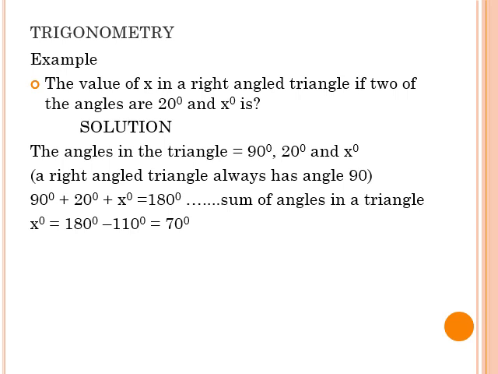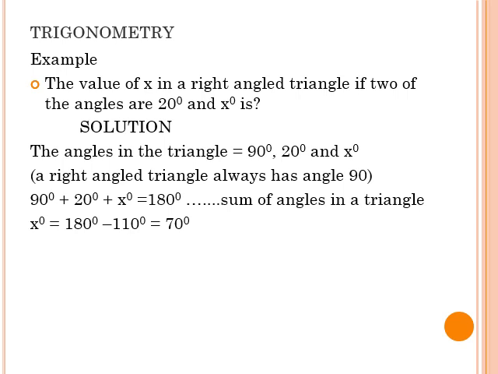The example of the question here says: the value of x in a right angled triangle if two of the angles are 20 degrees and x degrees is dash. Now, there are 3 angles in a triangle, but they have given you only 2, 20 degrees and x degrees. But the question says a right angled triangle, and a right angled triangle always has 90 degrees. So there are actually three angles here: the right angle, which is 90 degrees, 20 degrees, and x.